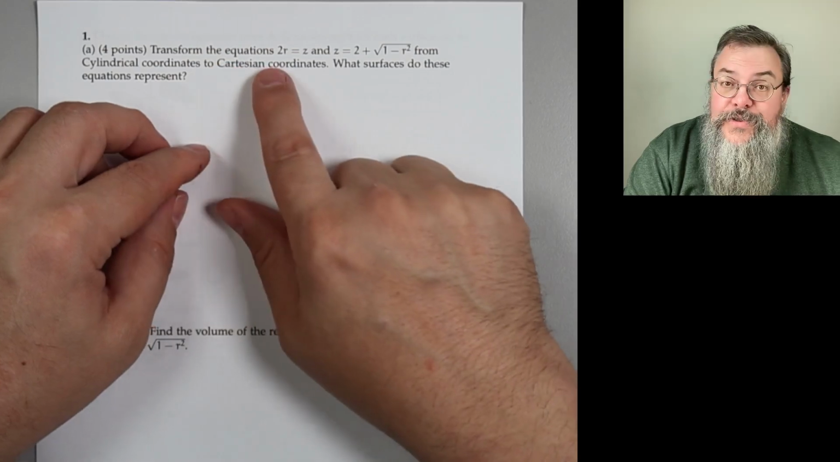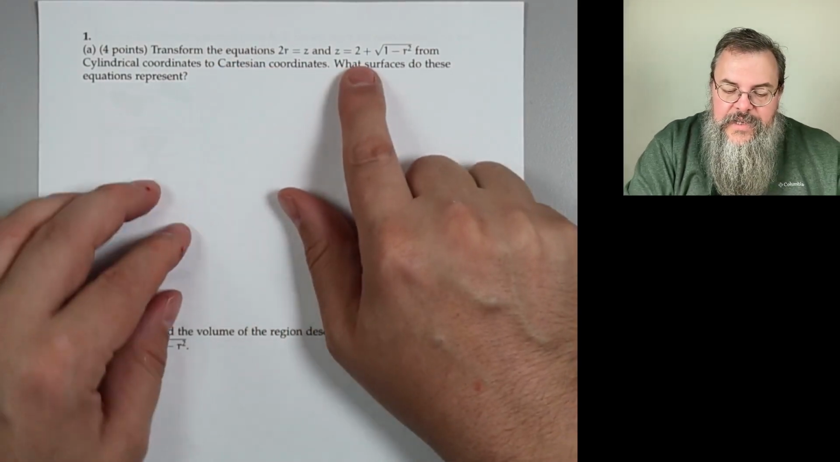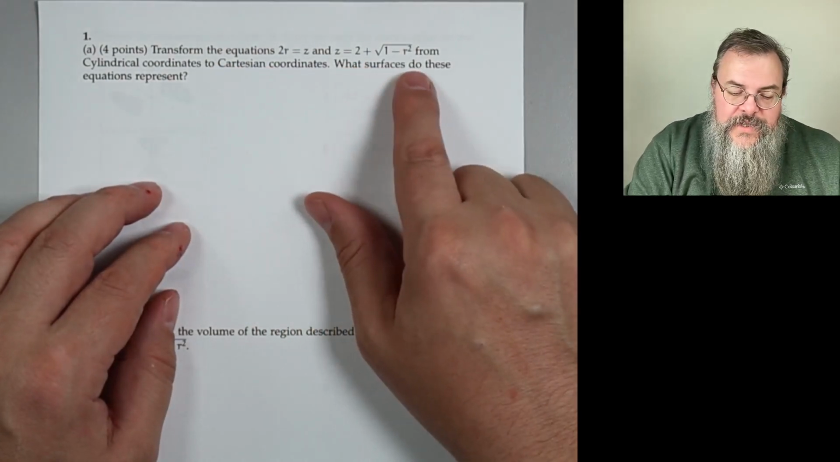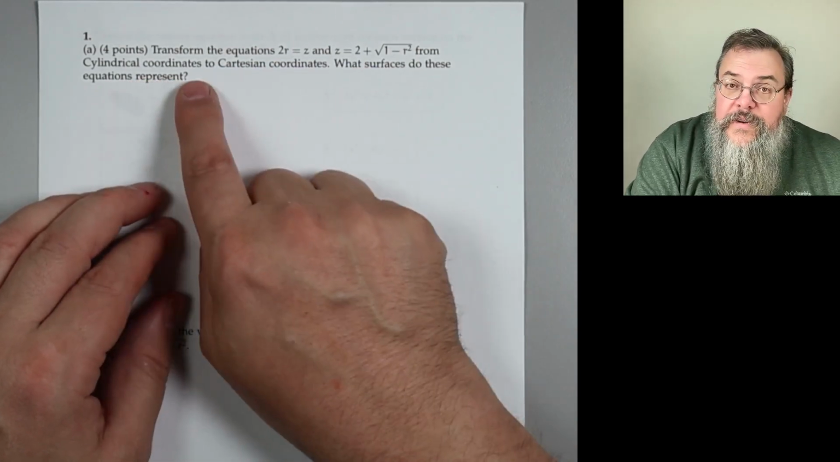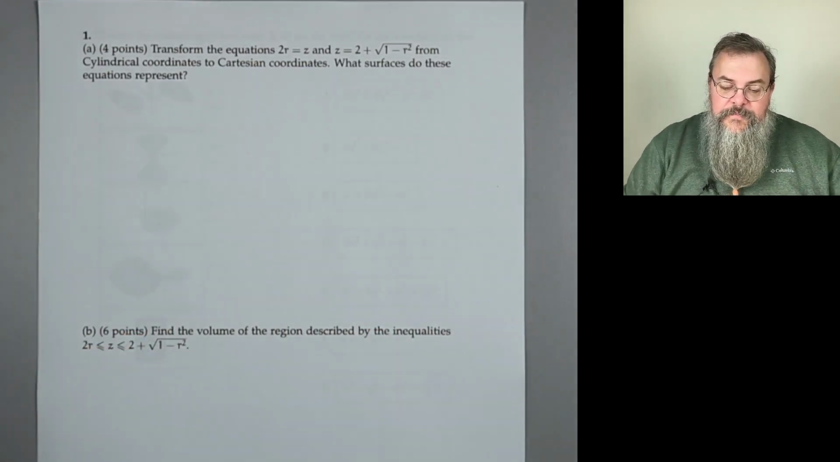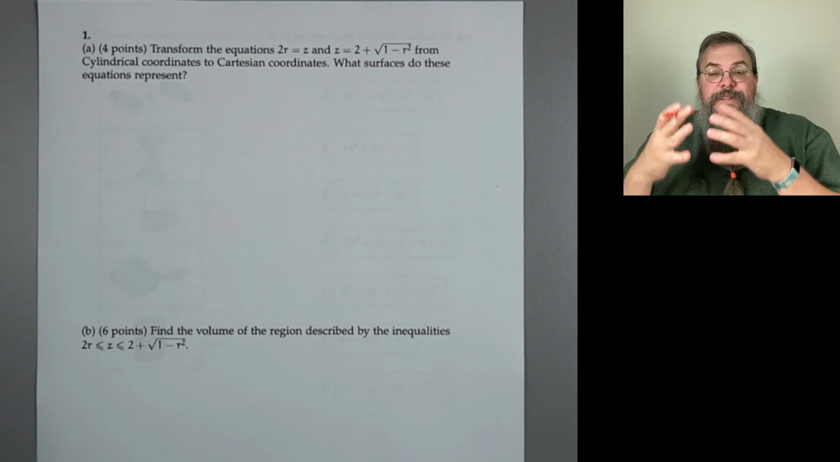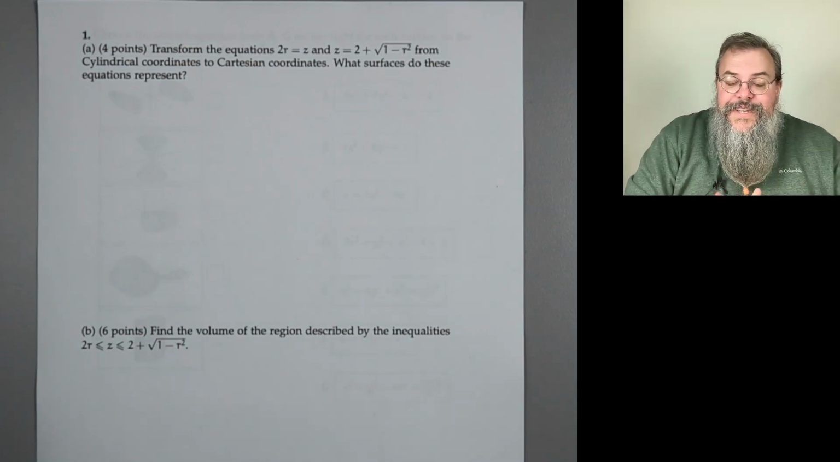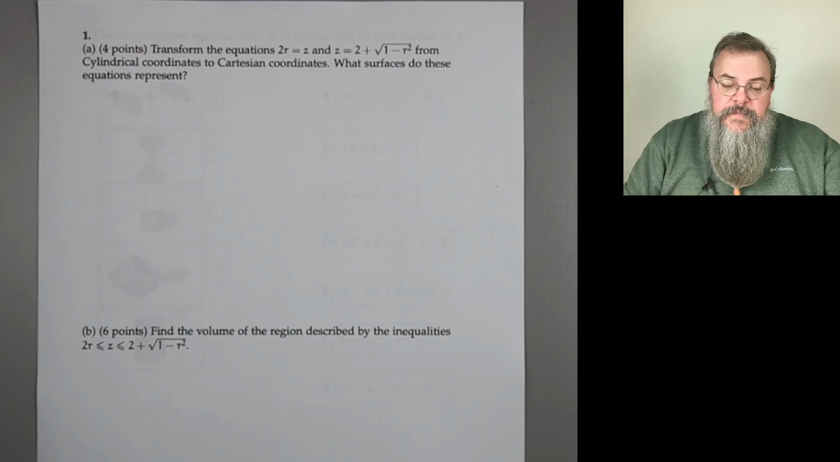Transform the equations 2r equals z and z equals 2 plus square root 1 minus r squared from cylindrical coordinates to Cartesian coordinates. What surfaces do these equations represent? All right, now cylindrical is polar plus z. So we just have to remember polar.